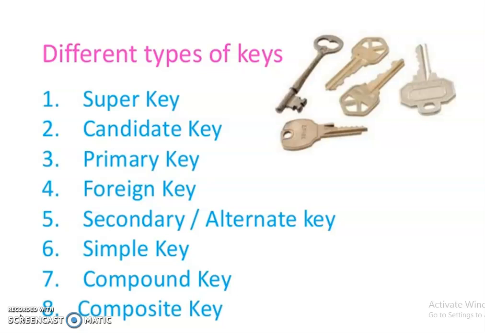Now here we discuss different types of keys, and each key has different functionality. The first one is super key, second is candidate key, third is primary key, fourth is foreign key, fifth is secondary or alternate key, sixth is simple key, seventh is compound key, and eighth is composite key. Now we will discuss them one by one.